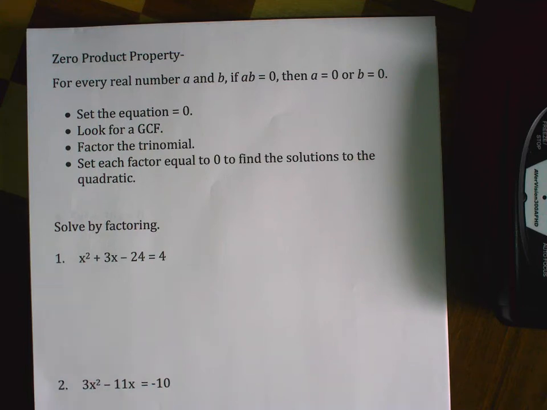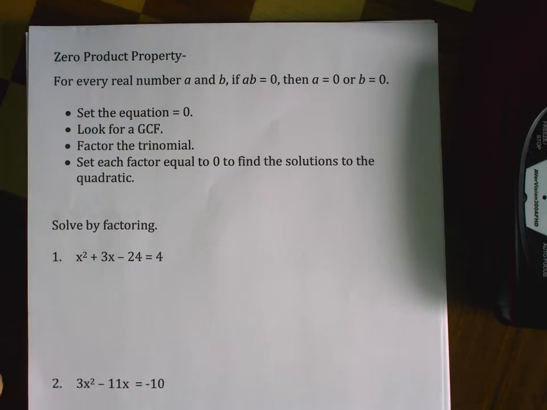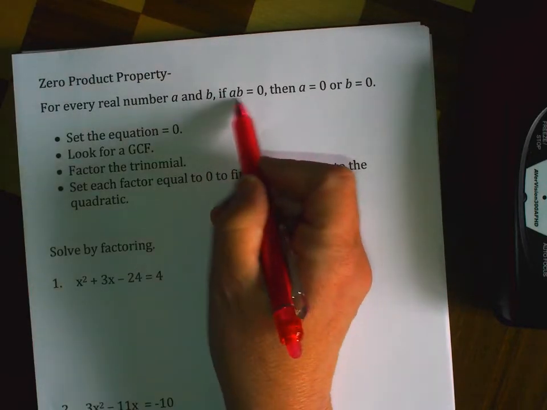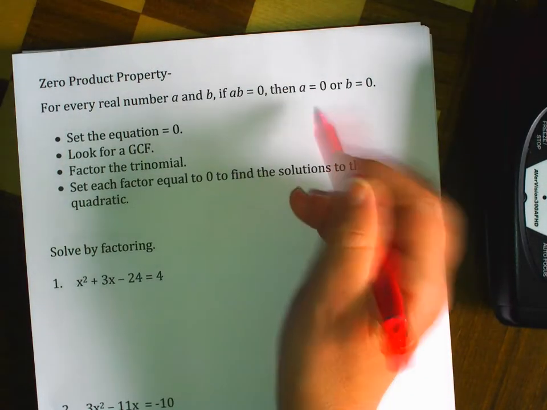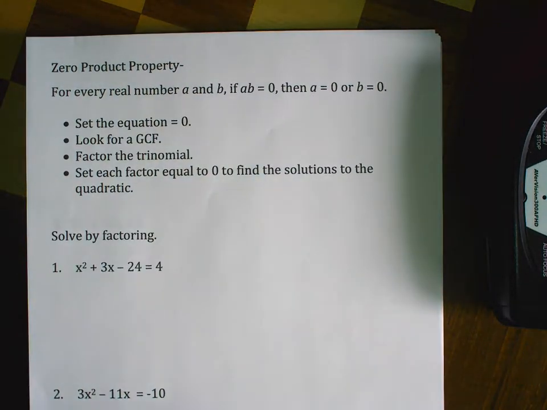Okay, let's do a quick lesson here on factoring to solve quadratic equations, and it's all based on something called the zero product property. Basically, if you've got two numbers that multiplied to be zero, then one of those two has to be zero. That's all it really means. But let's look at the steps on how we're going to solve using this property.